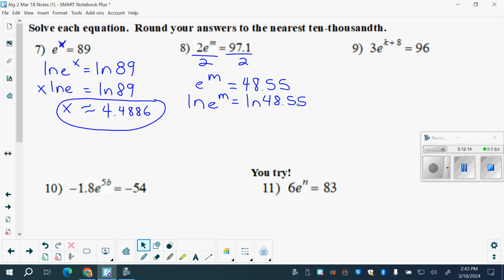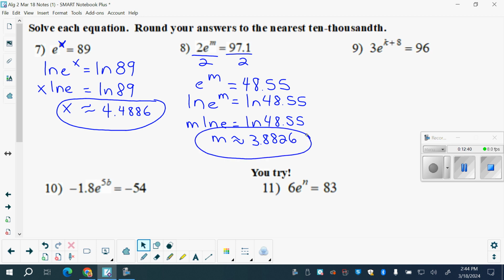So now we're going to move the m to the front. And then we're going to find the natural log of 48.55, and that is 3.882. Does that make sense? Easy to forget to round. So you always want to look at that last decimal. If the number to the right is 5 or above, round up.